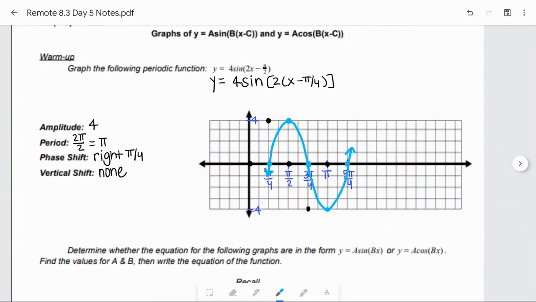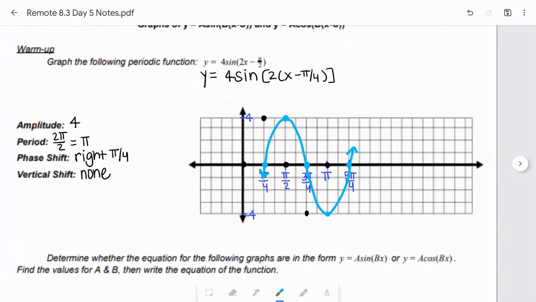Okay, so hopefully your graph looks like mine. The amplitude is 4, the period is pi. Our phase shift is going to the right, pi over 4, and there is no vertical shift. So if you can see the little black dots on there, that was my original graph, and then I just did my phase shift of moving everything to the right, pi over 4.